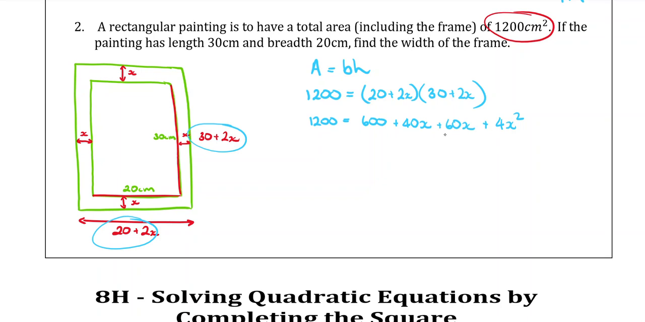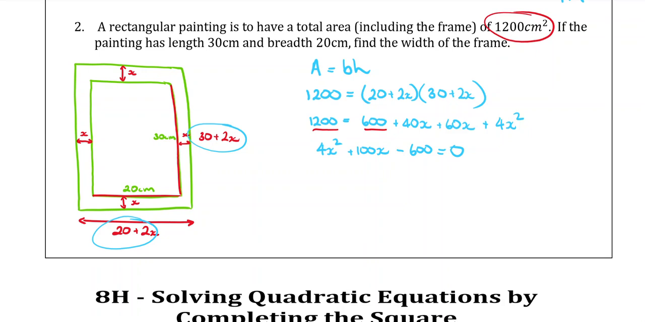Now we have our quadratic happening in here, so I'm going to put it in order. The 4x squared should be first. 40 plus 60 will make 100x. And then I have 600 here, but I'll subtract the 1,200 across from the other side. So that would be a negative 600 equals 0.